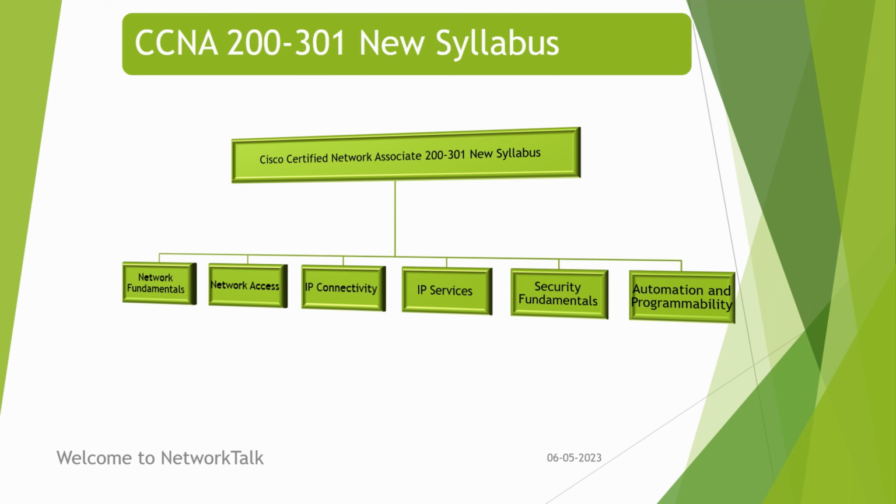First one is network fundamentals, second one is network access, third one IP connectivity, fourth one IP services, fifth one security fundamentals, sixth one automation and programmability. These are all the major topics for CCNA. Each topic contains some questions in the CCNA exam. So we will cover all the topics in the coming sessions.